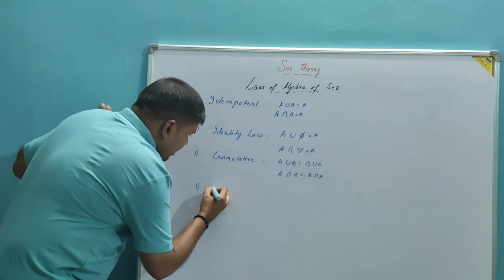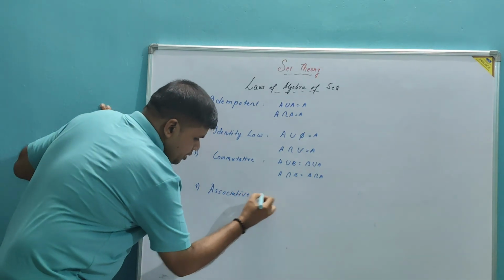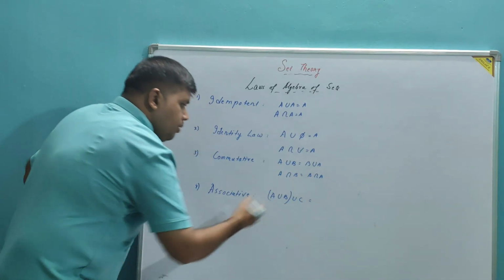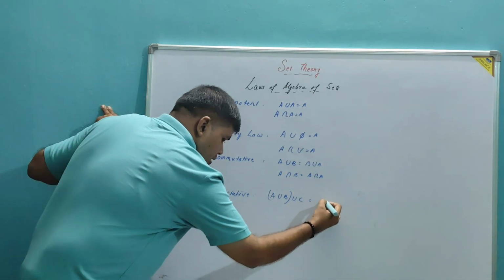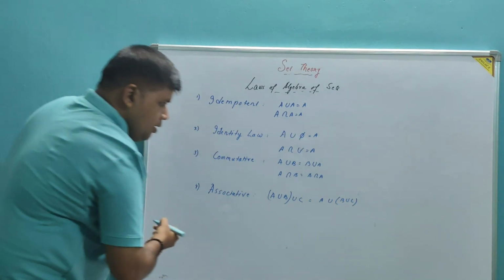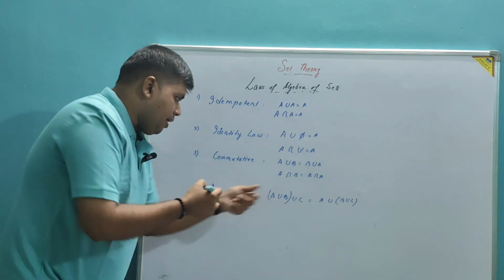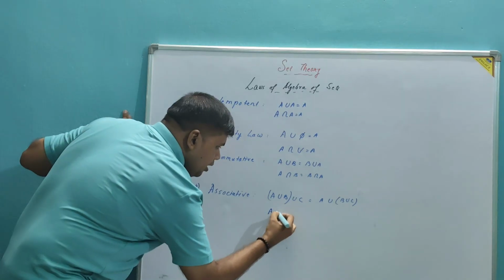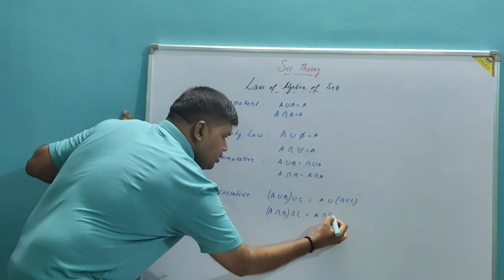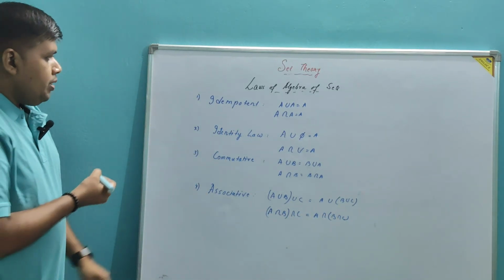Next is the associative law. In the associative law, it is A union (B union C) will be equal to (A union B) union C. So here A union B and here B union C, parenthesis is being used. And similarly, A intersection (B intersection C) will be equal to (A intersection B) intersection C. So this is the associative law.